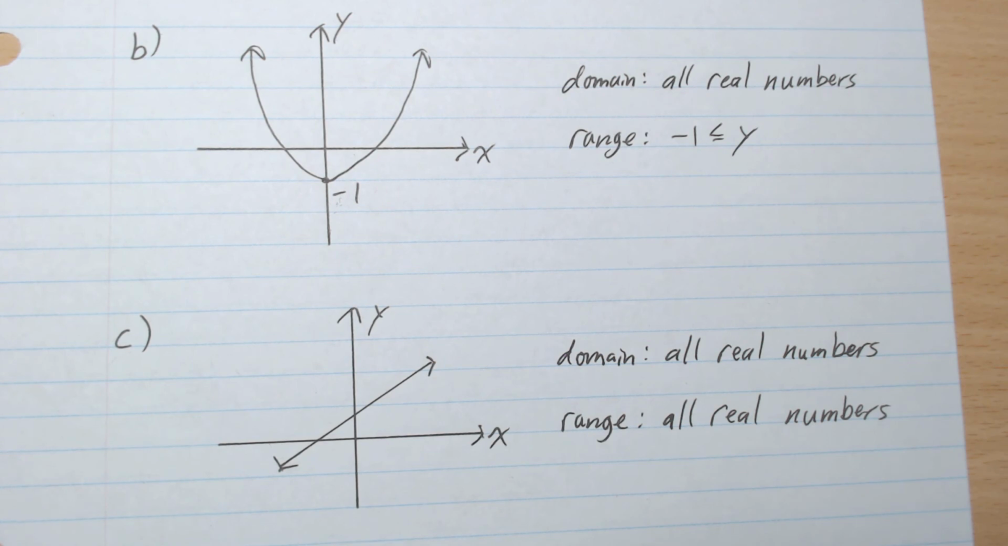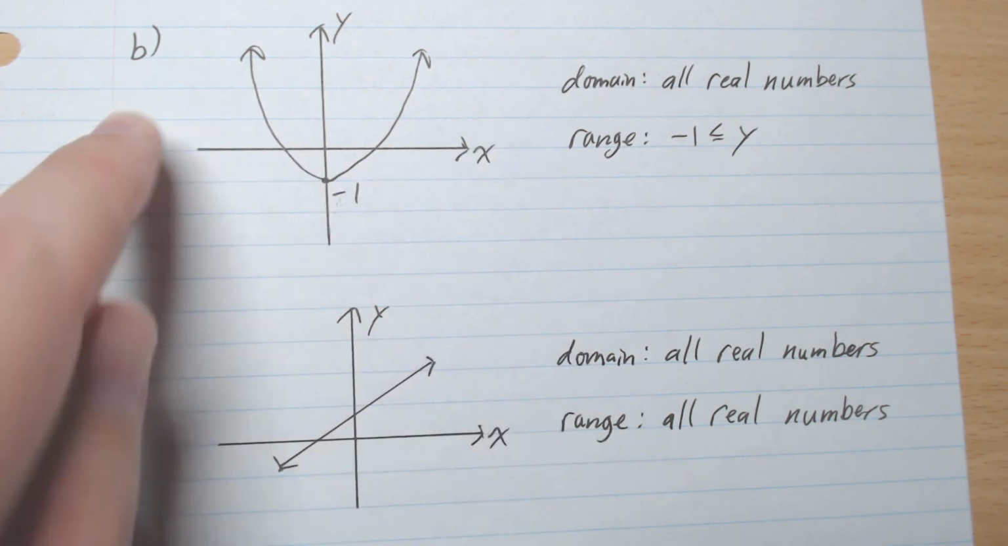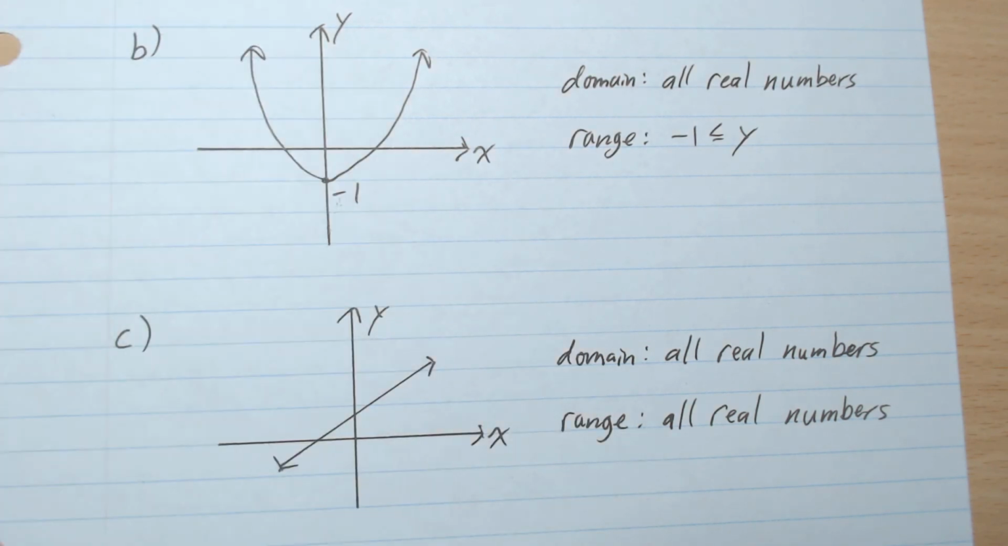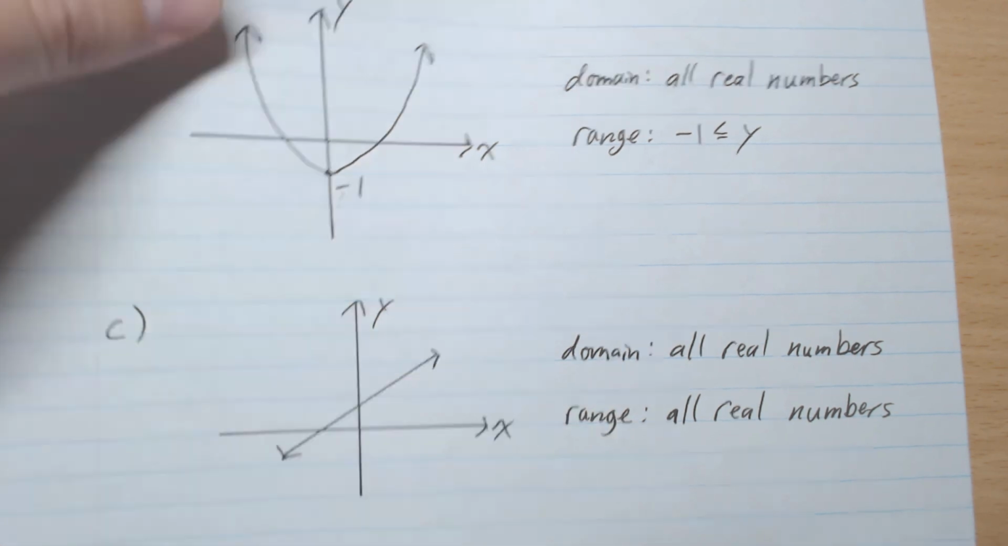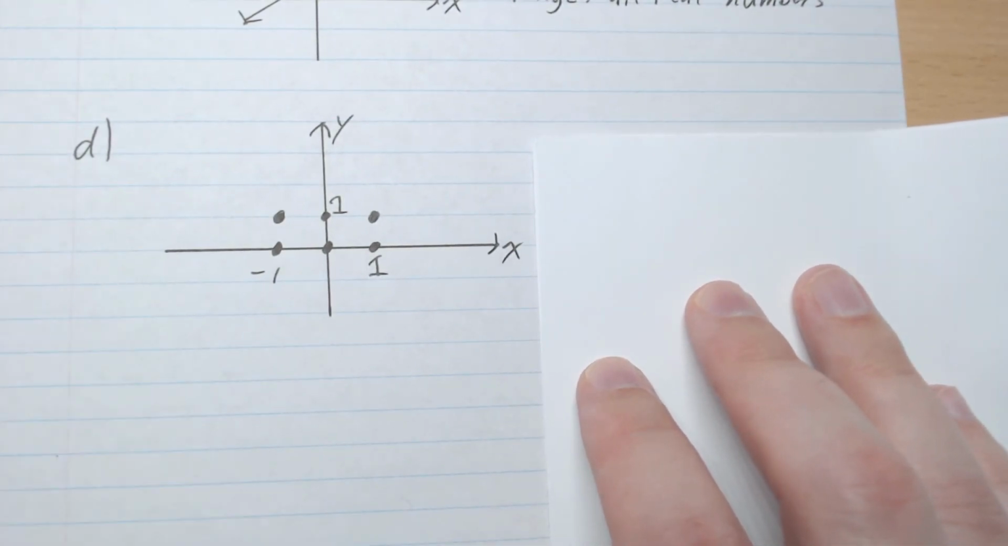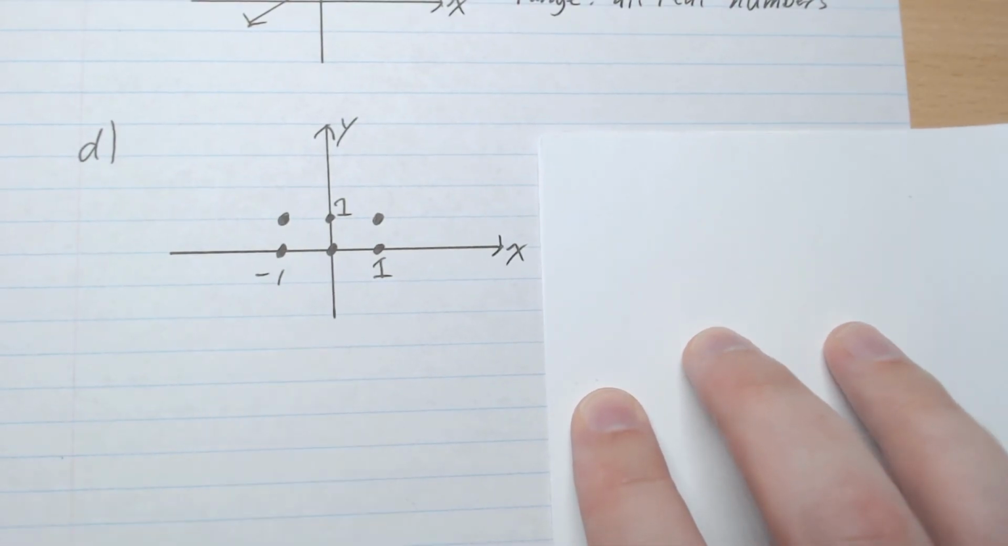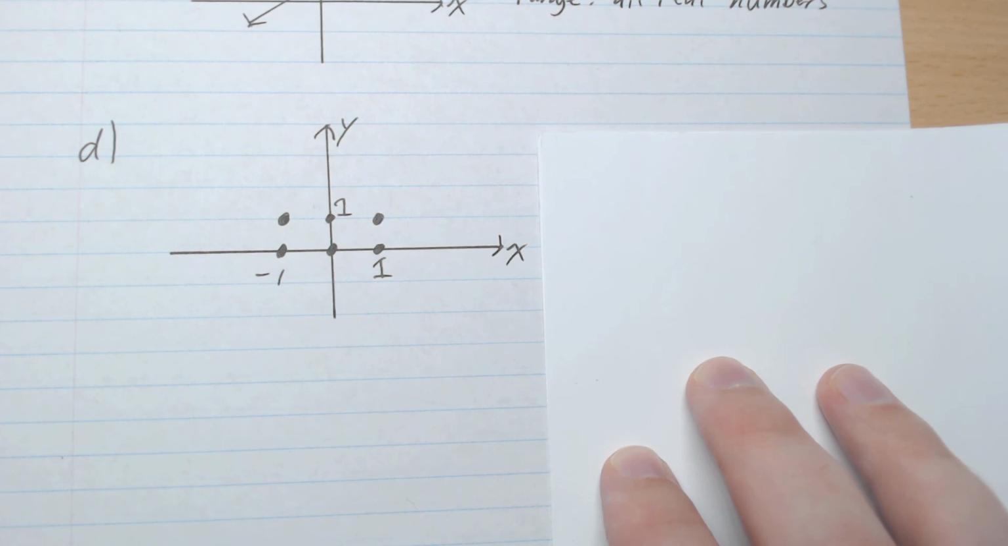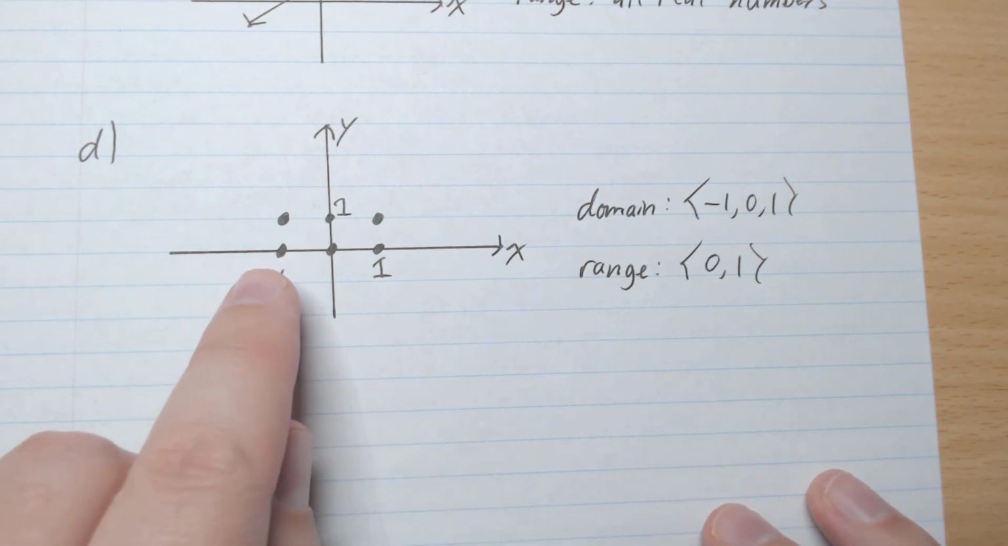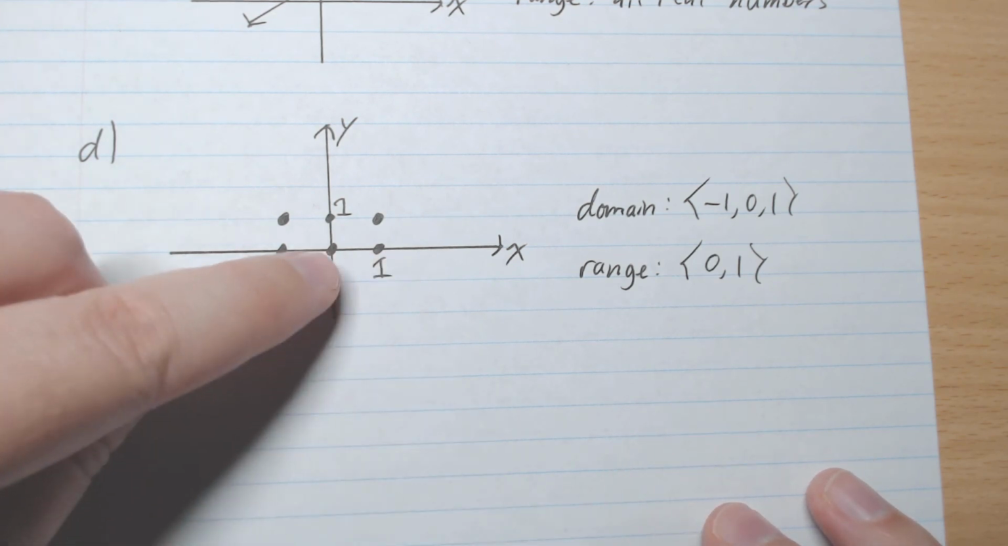Okay, we're back. Domain, all real numbers. Range, greater than or equal to -1. Domain here, all the real numbers. Range, all the real numbers. Last question, D here. Same question. Go ahead and pause the video and answer that. Okay, we're back. So we got domain -1, 0, and 1, and we got range 0 and 1.